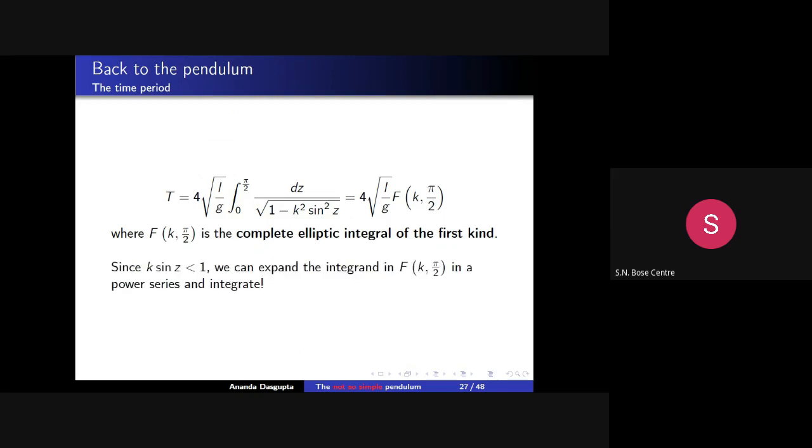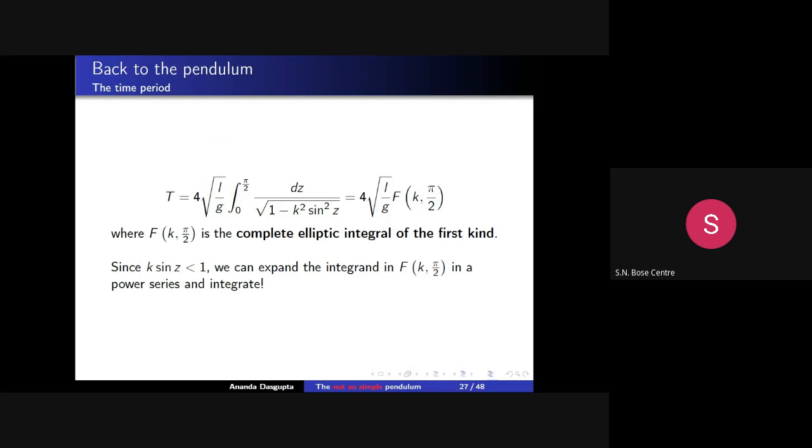Now, having said that, if you don't know what an elliptic integral behaves like, this is really of no use. This is just a statement. It doesn't help you to figure out what this is going to be like. But note that k is sine theta 0 by 2, right? That's the k that we have here, the sine of that half amplitude. So that's less than 1. k sine z, of course, is less than 1.